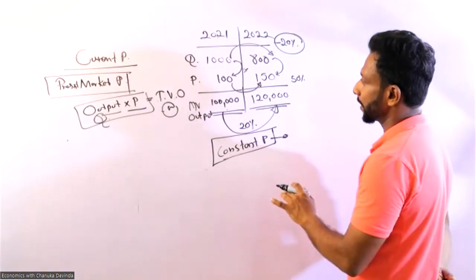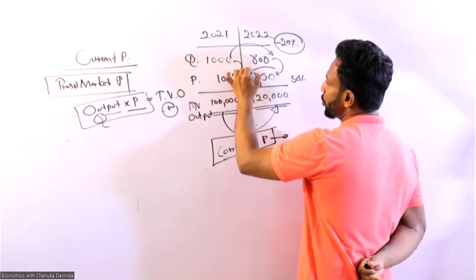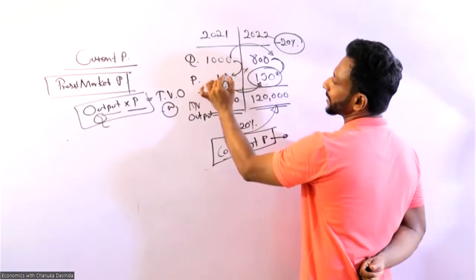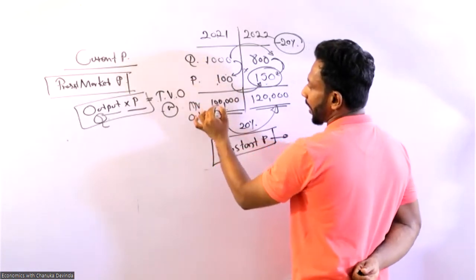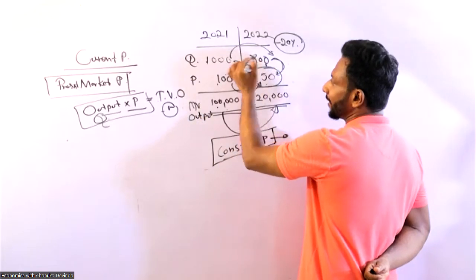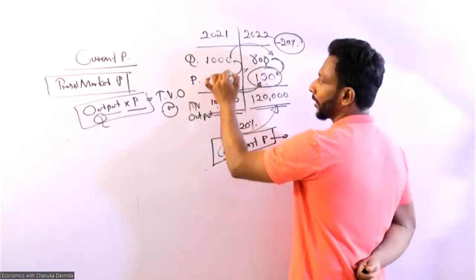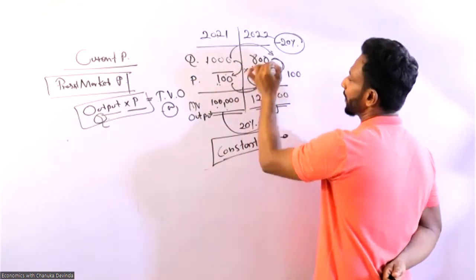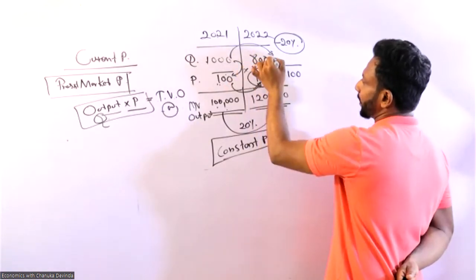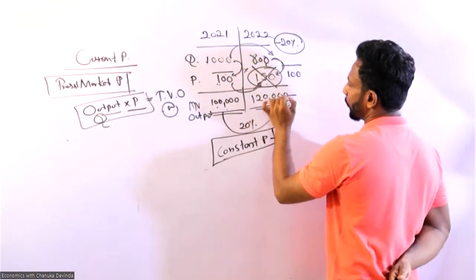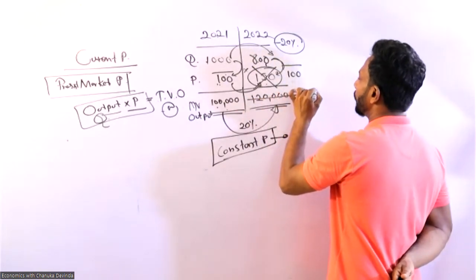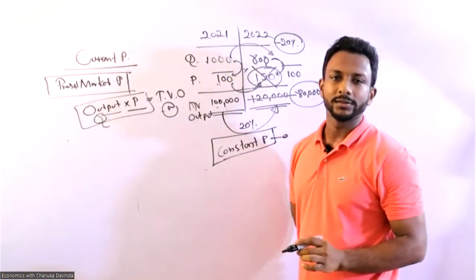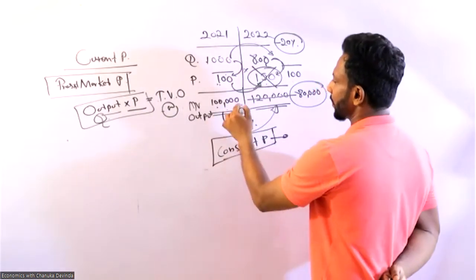Now, what does constant price mean? Constant price means we do not multiply by 150, we just multiply by the constant price. Here 1000 into 100, 100,000. 800 into 100, because the price is constant. Here we don't use this price; instead of that, we use 100 because it is a constant price. 800 into 100, how much is it? 80,000.